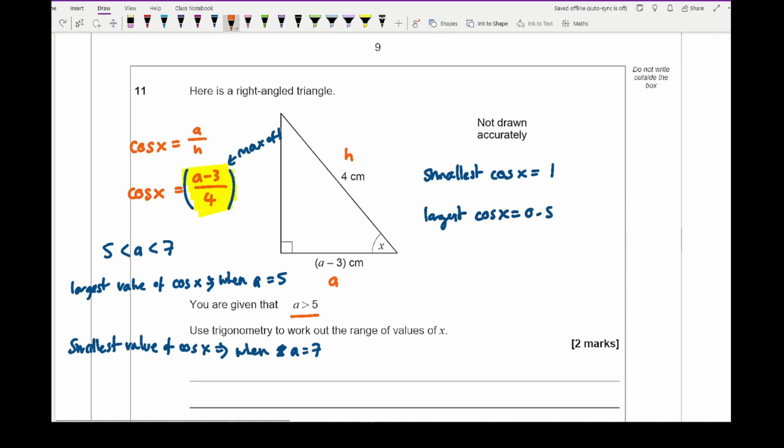Now, the reason I've done it that way is because when we look at the cos graph, it looks like this. When cos is 1 and 0.5 is there, let me just make that a little bit clearer. So what I'm looking for is this value here. Remember, this is my x value.